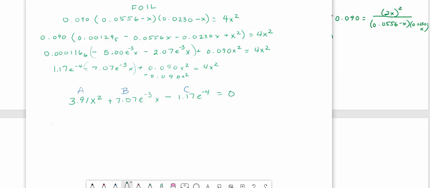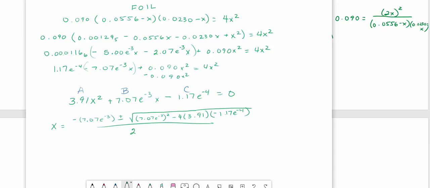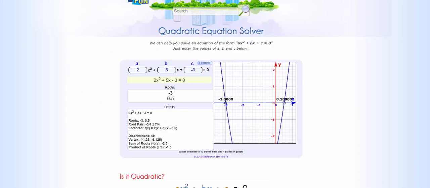So to do it the long way, x is going to be equal to negative b plus or minus the square root of b squared minus 4 times a times c all over 2 times a. And you can do it the long way, or you can put everything into the quadratic equation solver.